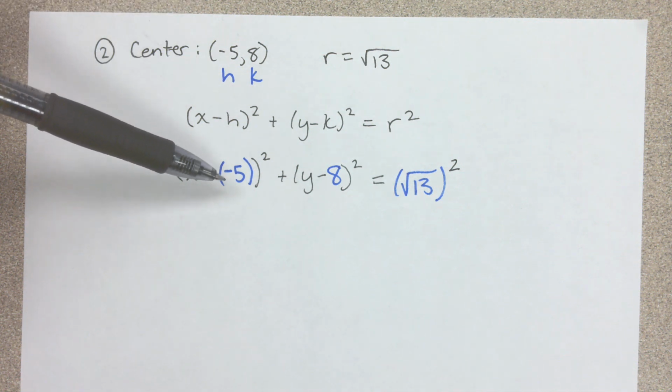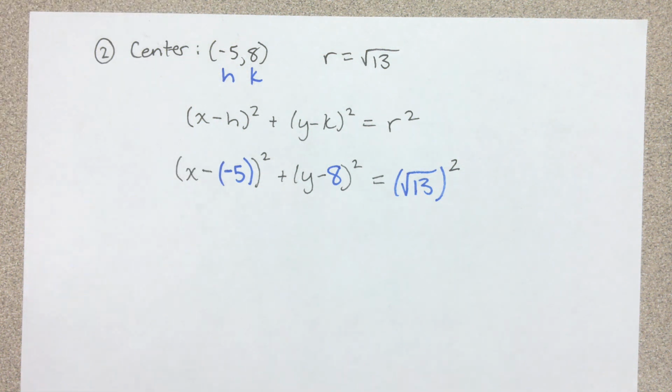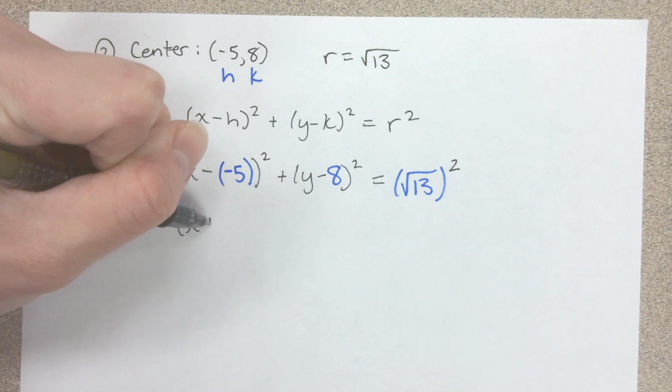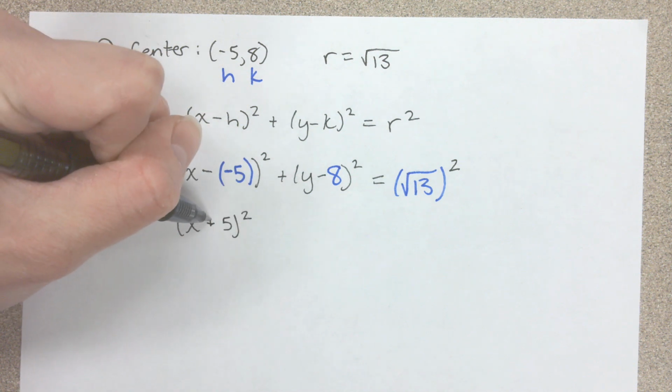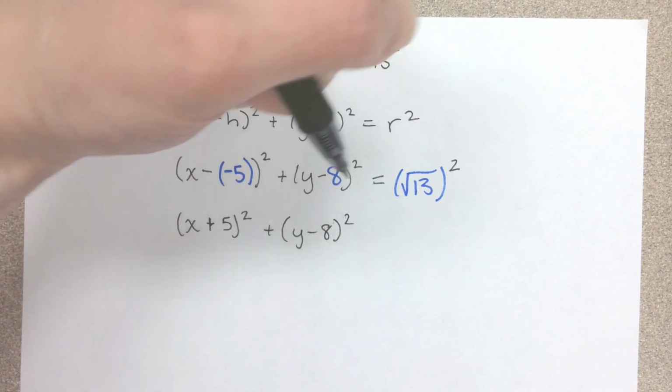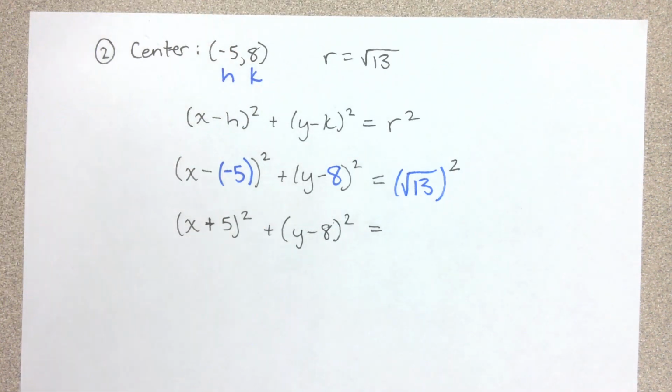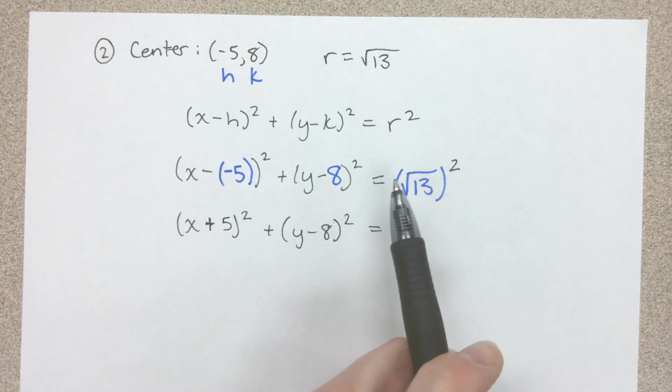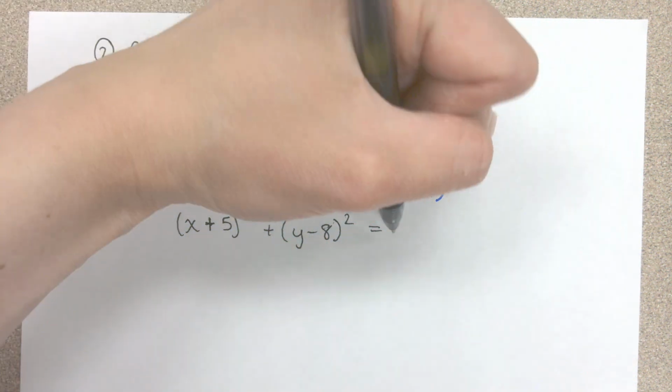So when we have this minus negative happening here, you do need to change that to a plus. (x plus 5) squared plus (y minus 8) squared equals, and then when you have the square and square root present together, they'll just cancel, and it'll just be 13.